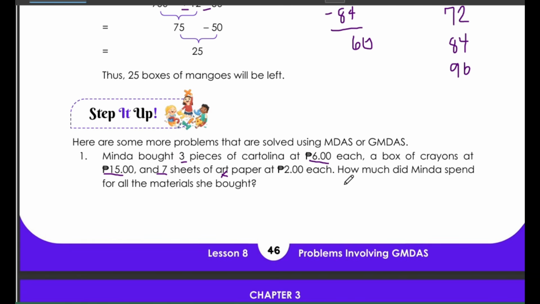So the question is, how much did Minda spend for all the materials she bought? So again, even if the word here is spend, such as in you are giving out money, that is different. But she's asking for all the materials she bought. So we're going to add all the numbers that we get from this word problem.